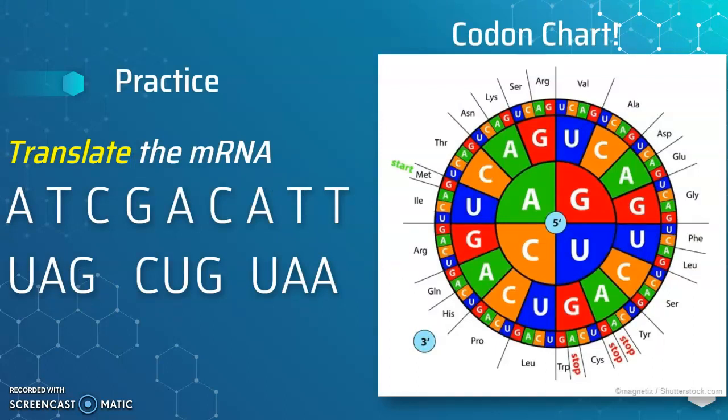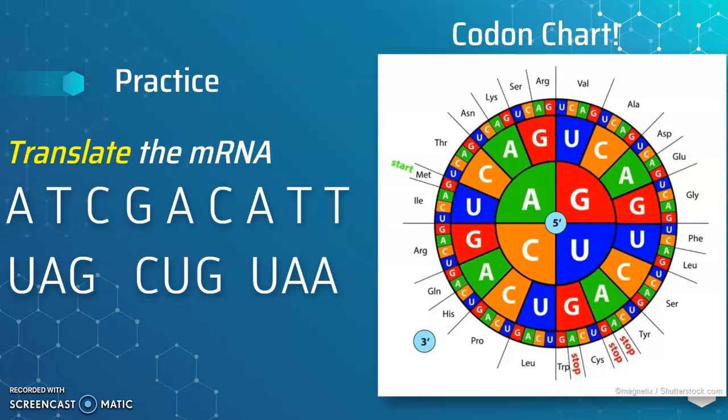And now we're going to practice translation of mRNA. So the first line of those letters, that's the DNA I gave you. The bottom line, that's the mRNA. You can tell because there's U's instead of T's. Because there's U's in RNA and T's in DNA. This fancy thing is called a codon chart. Codon wheel, whatever floats your boat. What's a codon? 3 bases.